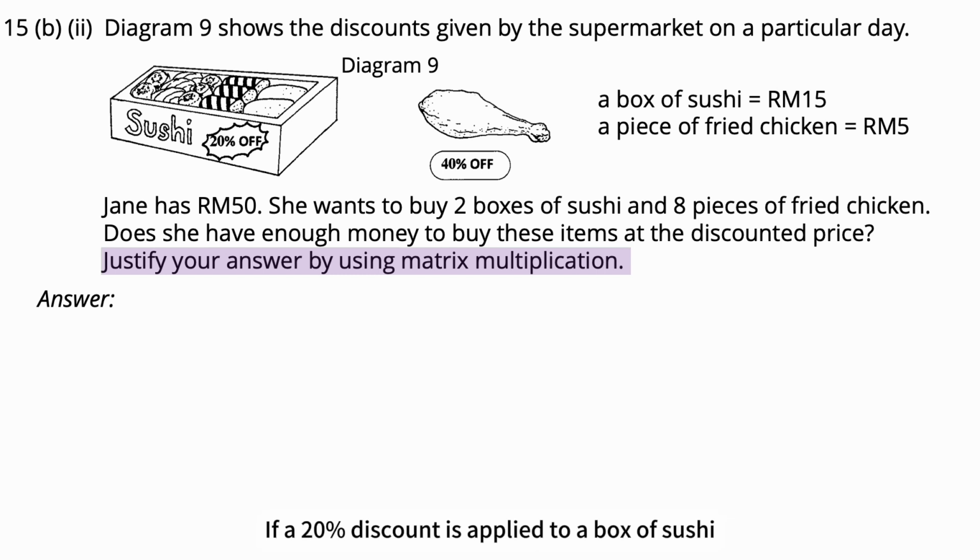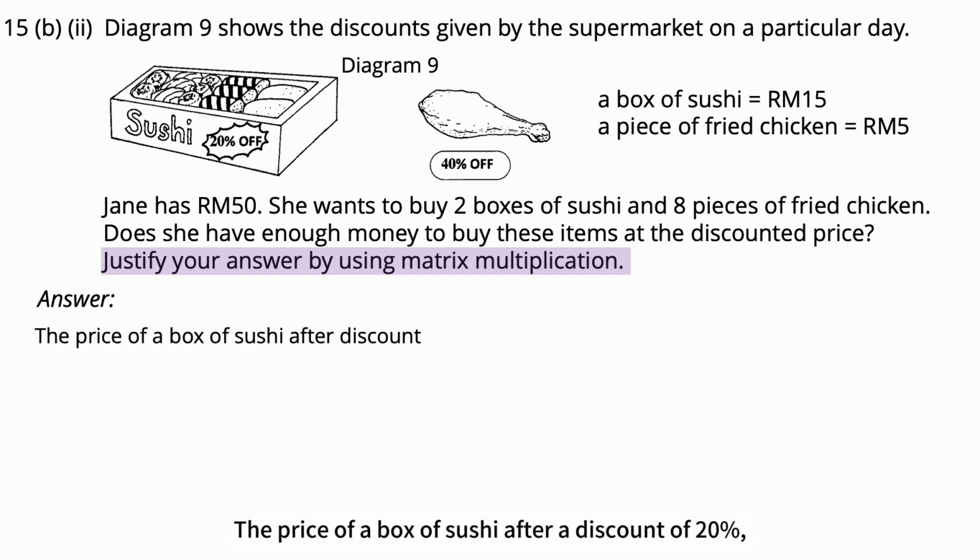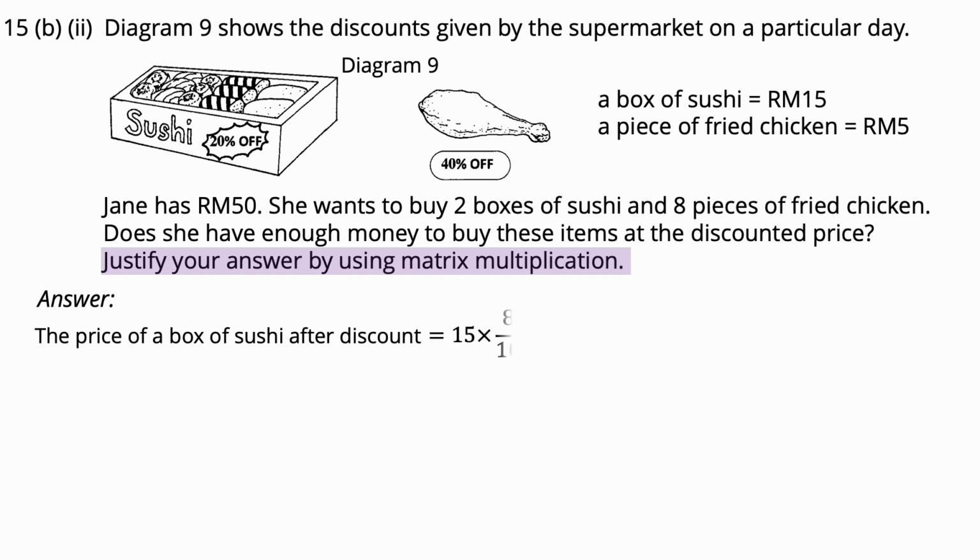If a 20% discount is applied to a box of sushi, 80% of the amount must be paid. The price of a box of sushi after a discount of 20% equals 15 times 80%. That's 12 ringgit Malaysia.